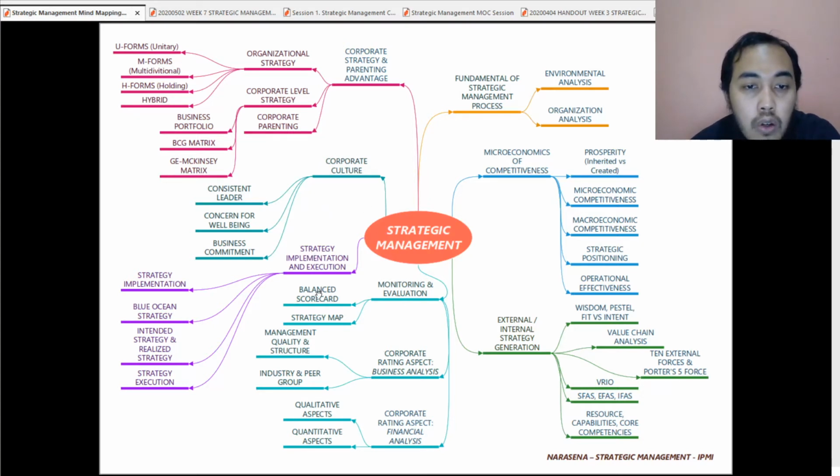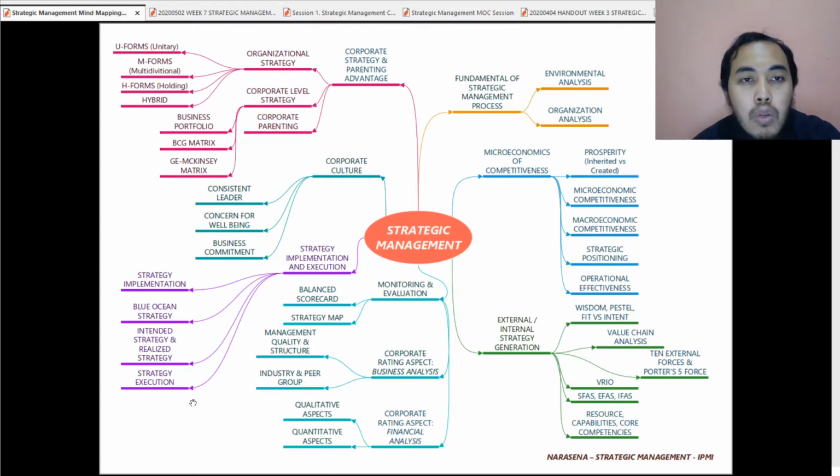And then there is also the strategy implementation and the execution. So what is strategy implementation? Strategy implementation is implemented from the formulation. So it is still on paper, and the implementation might not actually be realized, but it must be there as a guideline for the company or the business on how to run their strategy. And then there is also the strategy execution, which is sometimes different or sometimes the same as the implementation.